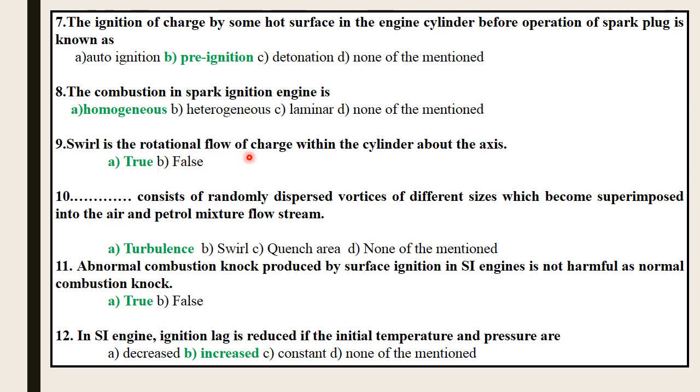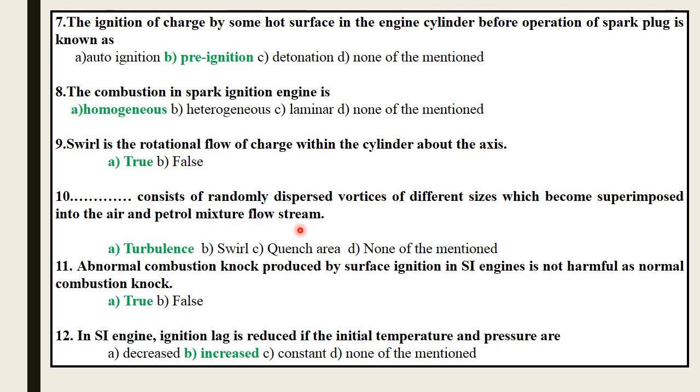So the swirl is rotational flow of the charge within the cylinder about the axis. This statement is true. 10. Turbulence does consist of randomly dispersed vortices of different sizes which become superimposed into the air and petrol mixture flow stream. Options: turbulence, swirl, quench area, none of them mentioned. So the correct answer is turbulence.